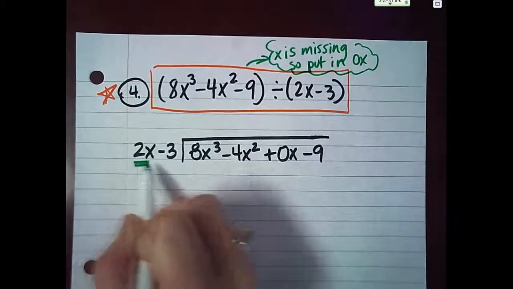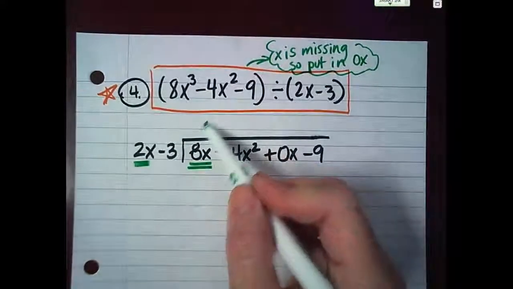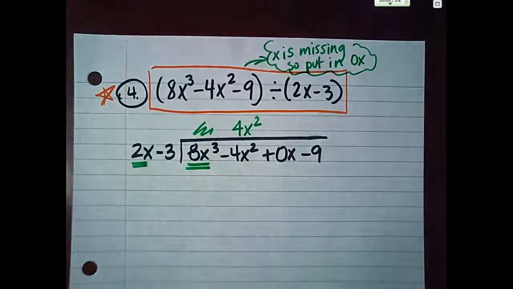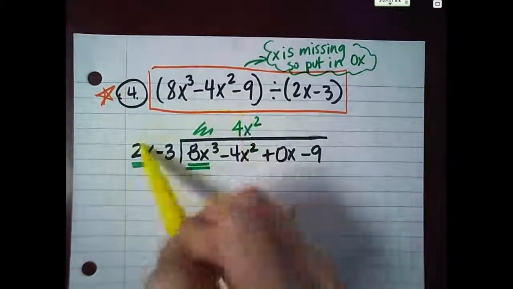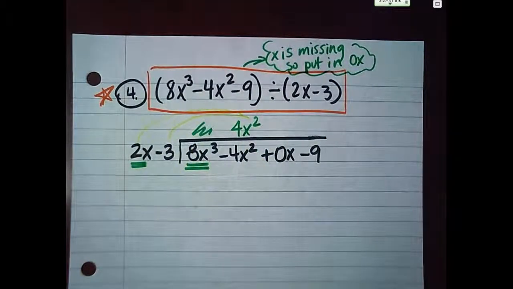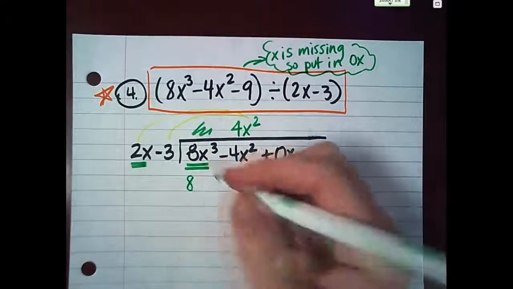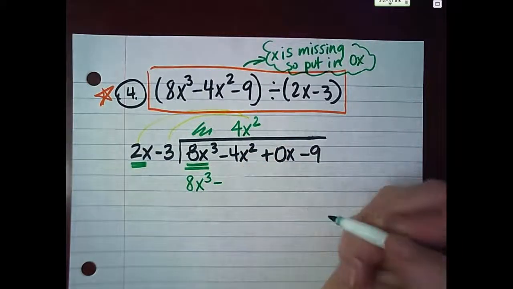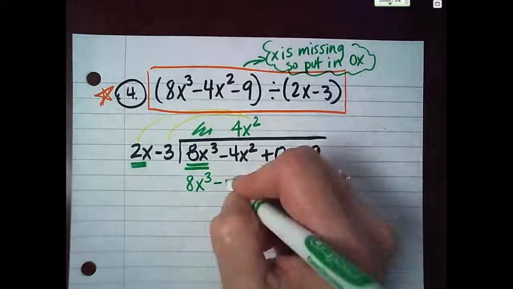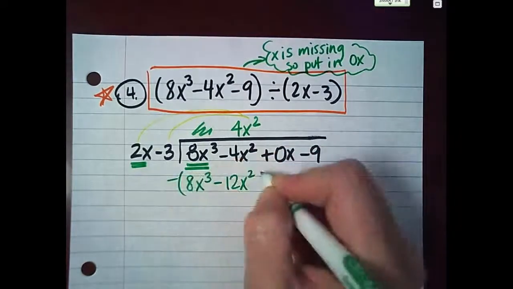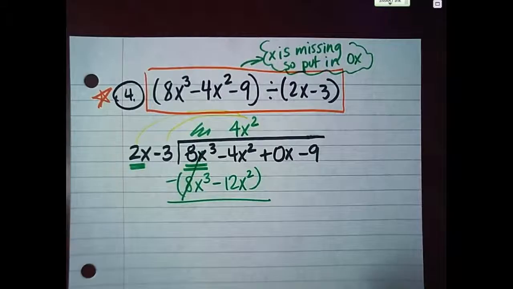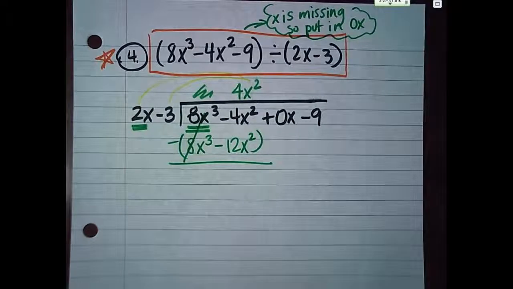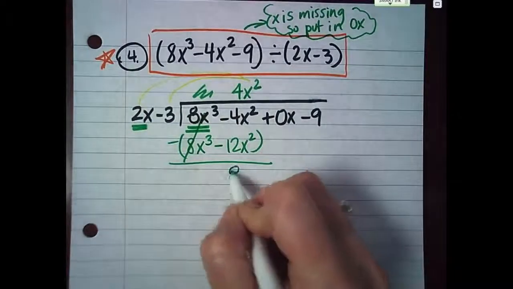So we've got 2x and 8x cubed, which is going to mean we need 4x squared. Multiply it by both terms, giving me 8x cubed and 12x squared. I'm going to subtract them. Watch your signs. Negative 12 is going to turn into a plus. Negative 4 plus 12x is 8x squared.